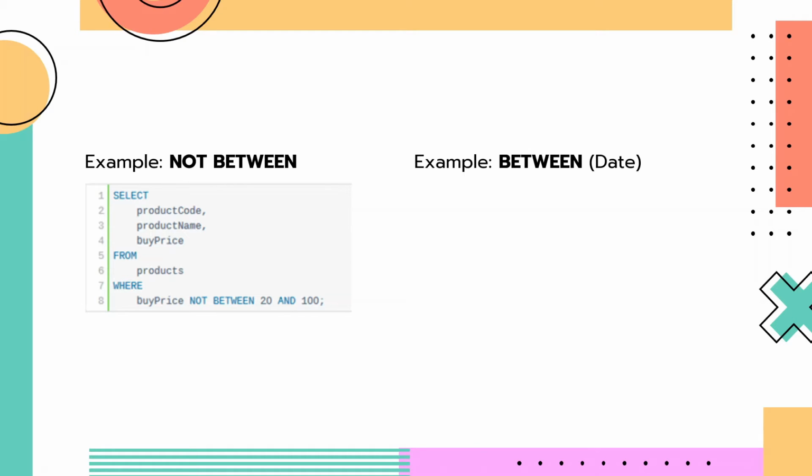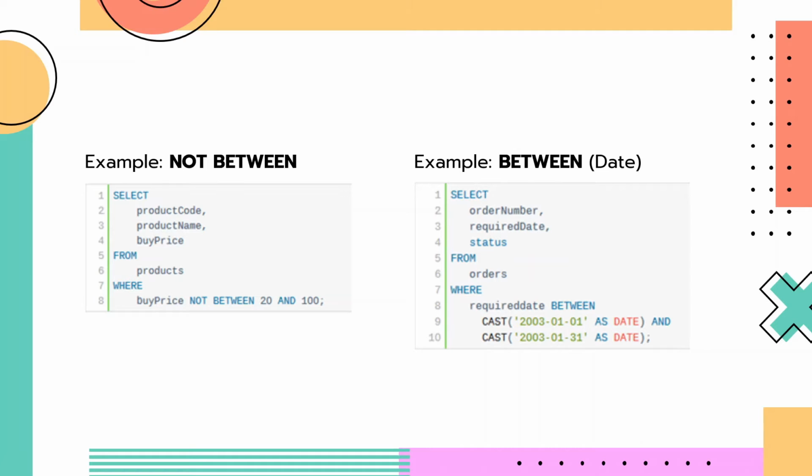We also can use the BETWEEN operator to specify data in a certain range of dates. On the right side, you can see an example using the BETWEEN operator with dates. And this is the example. Select orderNumber, requiredDate, status from orders where requiredDate BETWEEN CAST('2003-01-01' AS DATE) AND CAST('2003-01-31' AS DATE). So the syntax will return the data if requiredDate is from 1 January 2003 until 31 January 2003.